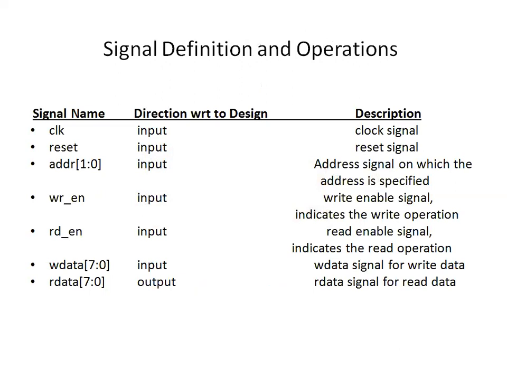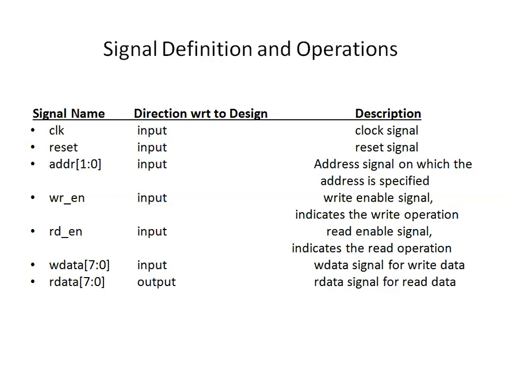As I told, these are the different signal definitions which we are going to use in our memory model: clock, reset, address, write enable, read enable, write data, read data, and these are the directions of the signals and their descriptions. The address signal is where we specify the address, and on that address we are specifying the write signal.